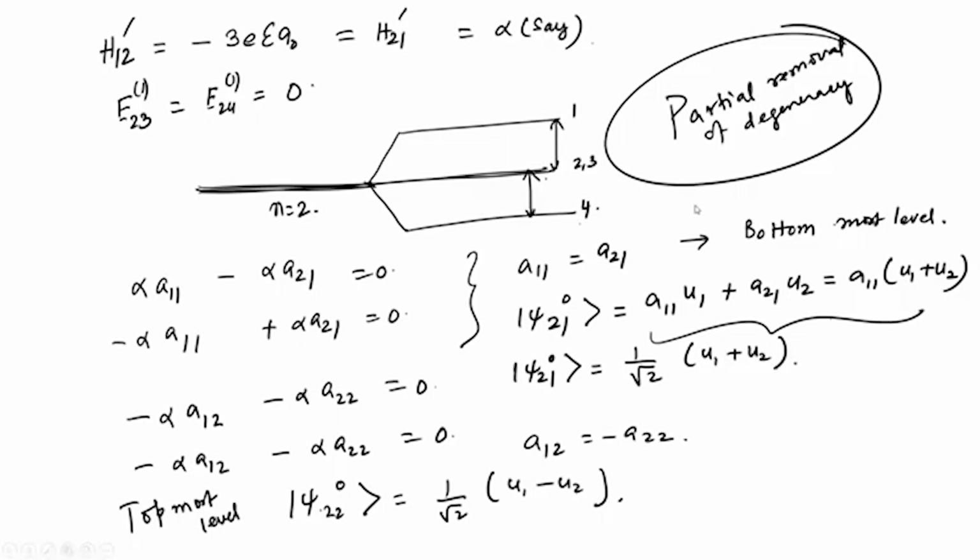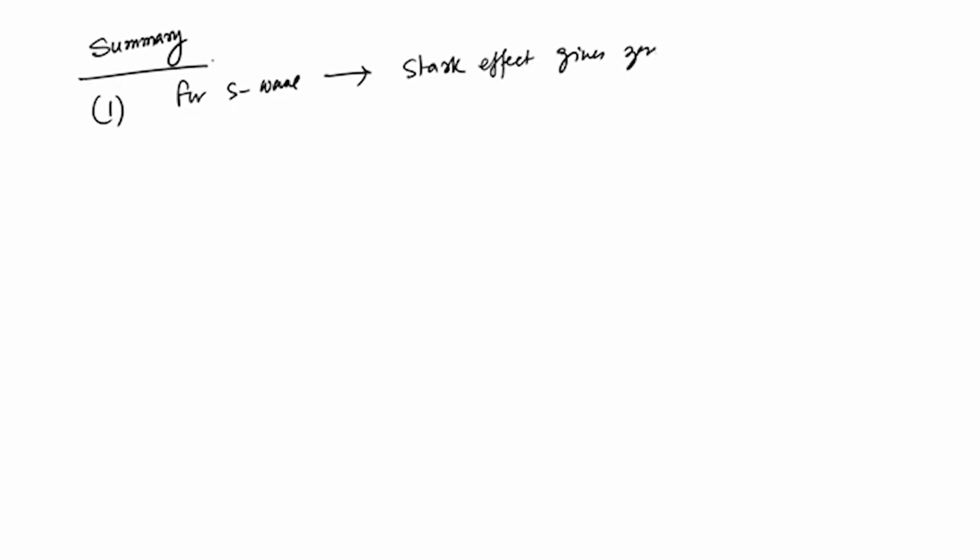Let me write down the summary of the results you have seen here. For the purely S wave state, that is n equal to 1, the Stark effect gives 0, which means that there is no change in energy. For n equal to 2, which are combinations of S and P, the Stark effect gives partial removal of degeneracy.